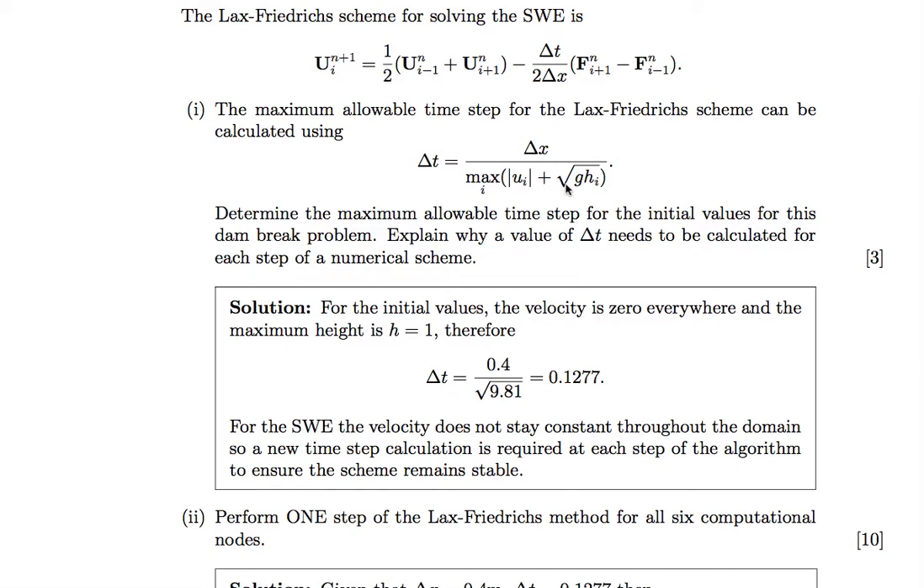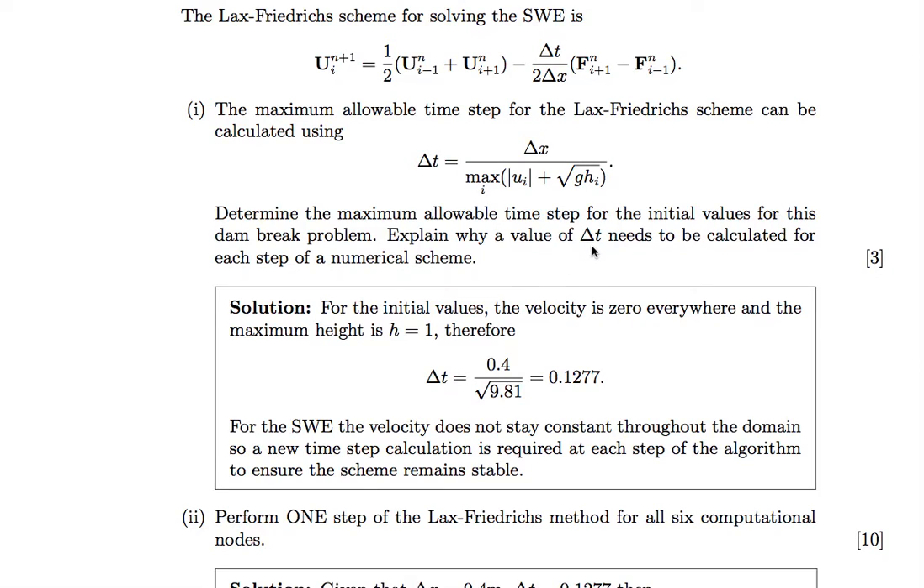And so we're only looking at the root gh. And h is either going to be 1 or a half, and we're looking for the larger of the two, so it's going to be 1. So the first time step, the maximum time step is delta x divided by root g. That's what we have here, which works out as 0.1277.